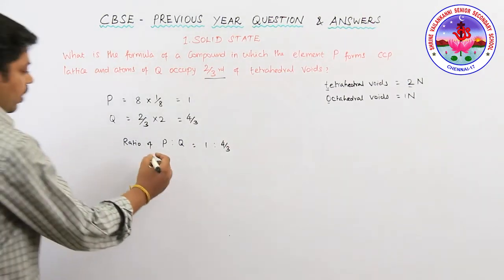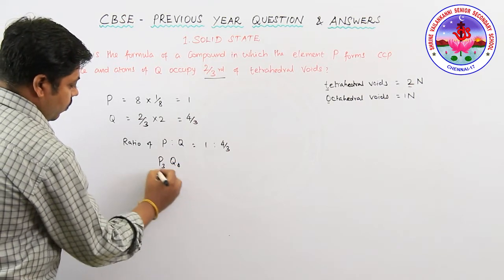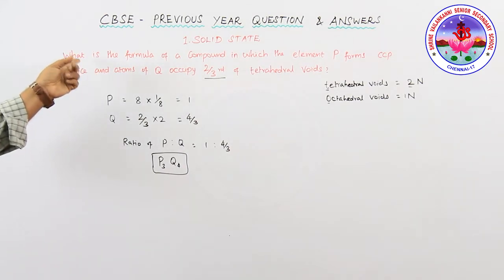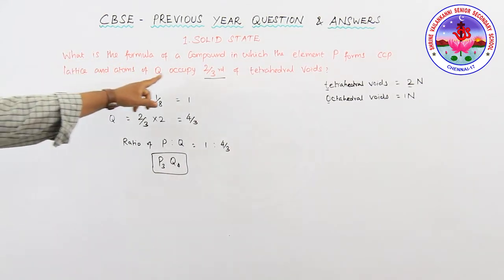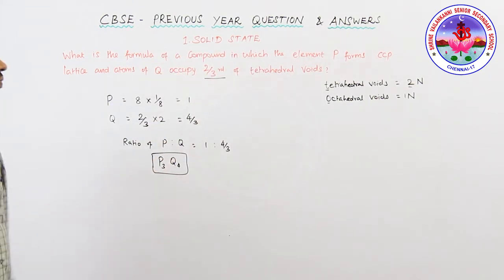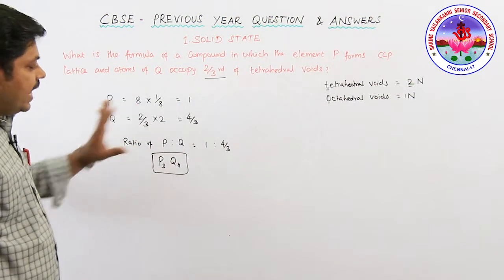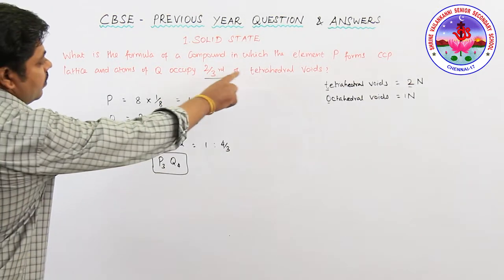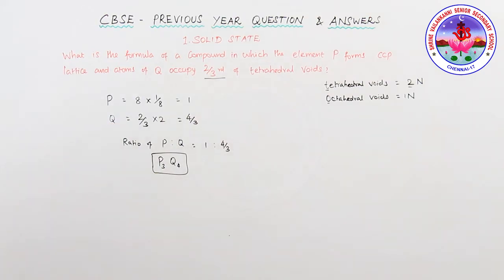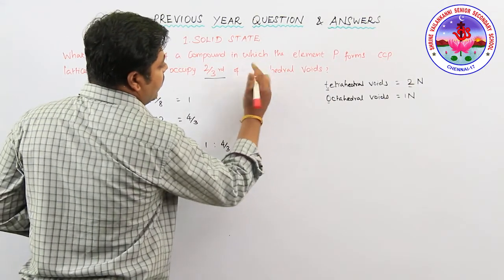So the formula of the compound is P3Q4. This is the formula of the compound of these elements. That means Q occupied 2 by 3rd of the tetrahedral voids, so the formula is P3Q4. In case of octahedral voids, you have to use n. I will write here, in case of the tetrahedral, that means octahedral.